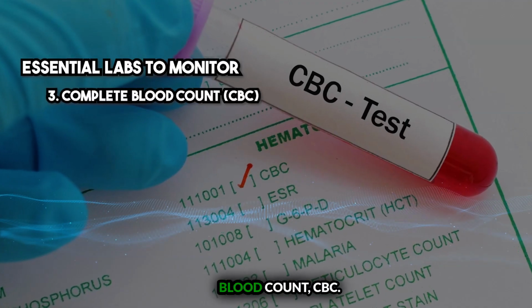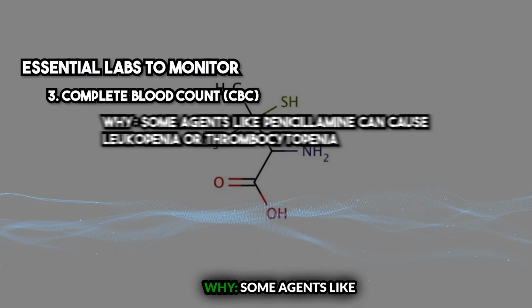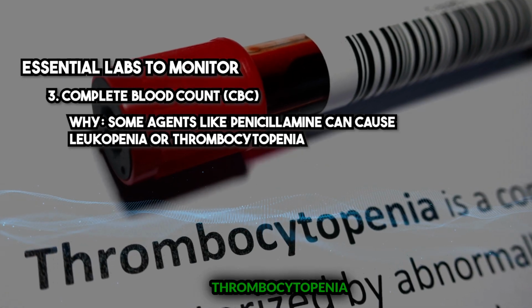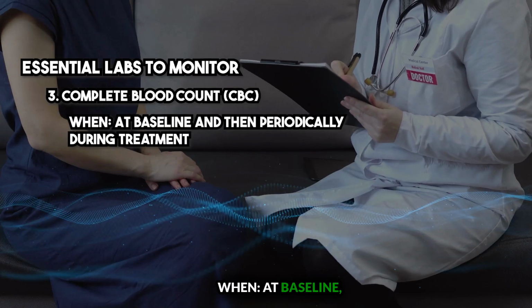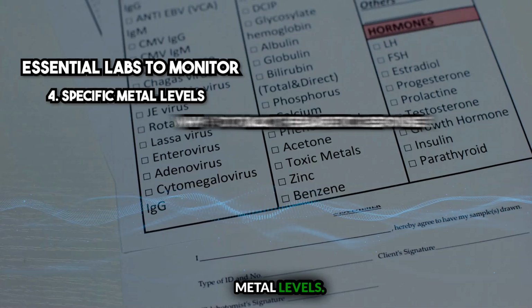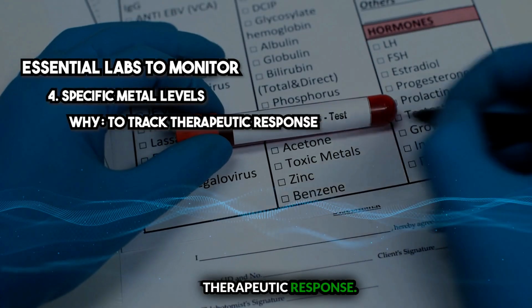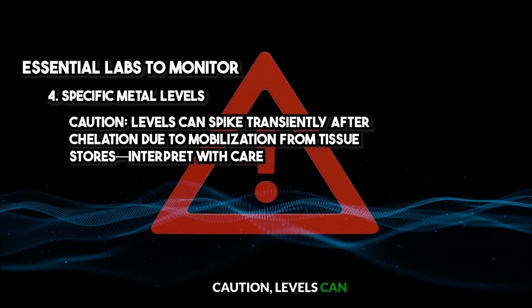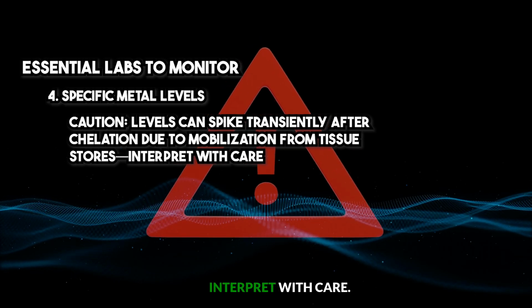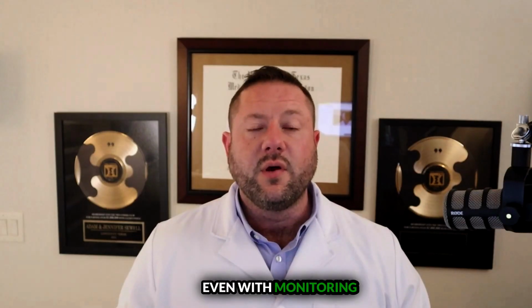3. Complete blood count, CBC. Why? Some agents like penicillamine can cause leukopenia or thrombocytopenia. When? At baseline and then periodically during treatment. 4th, specific metal levels. Why? To track therapeutic response. Caution: levels can spike transiently after chelation due to mobilization from tissue stores. Interpret with care.